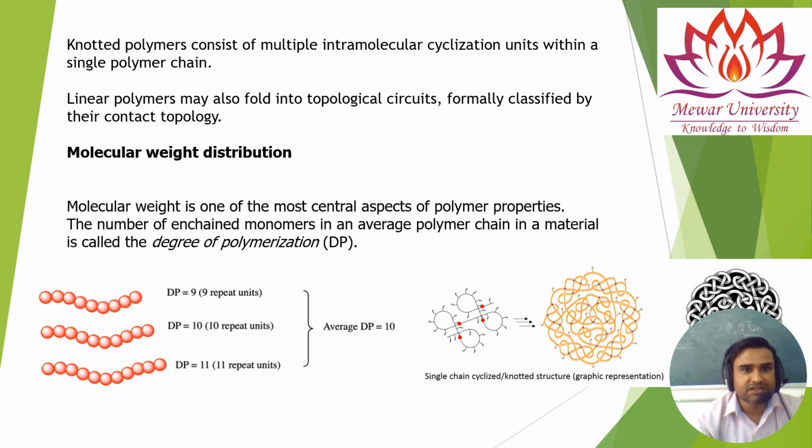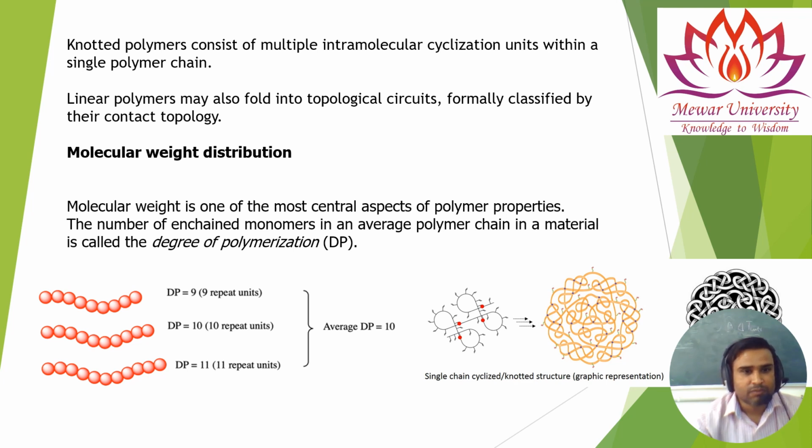So this consists of multiple intramolecular cyclization units within a single polymer chain. Or another example is that a linear polymer may also fold into topological circuits. They make the network polymer, and formally classify their contact topology. So this is how the architecture of the polymer can be explained. The architecture of a polymer means the way of arrangement of its molecules.